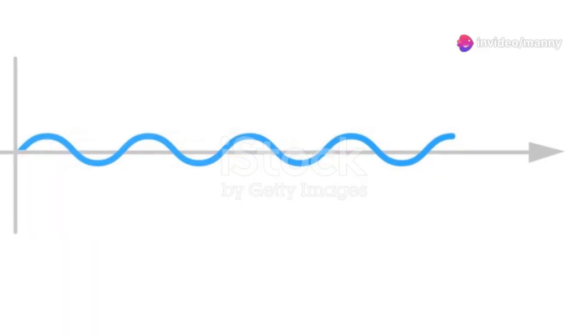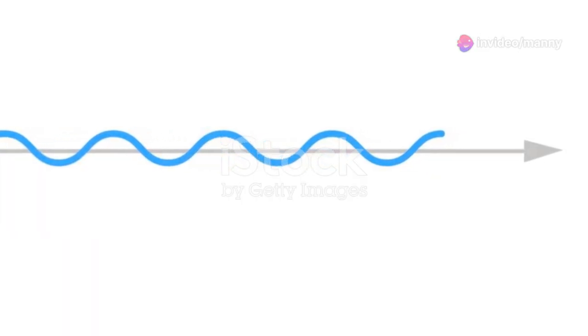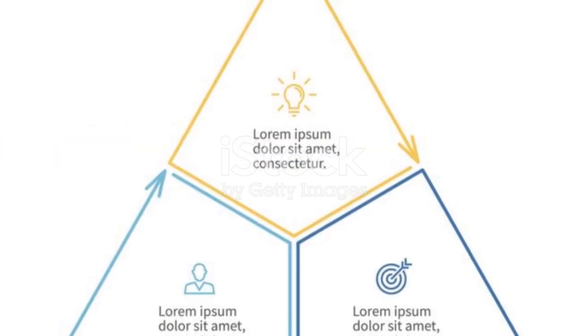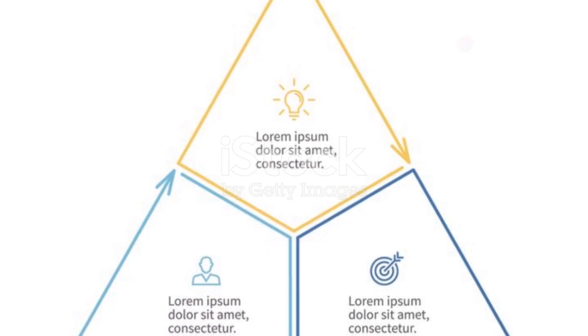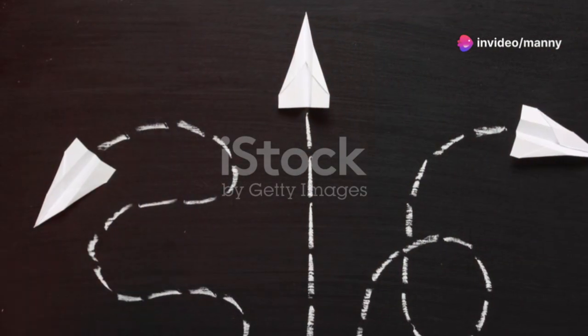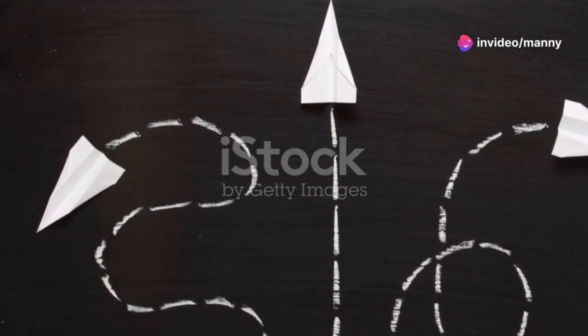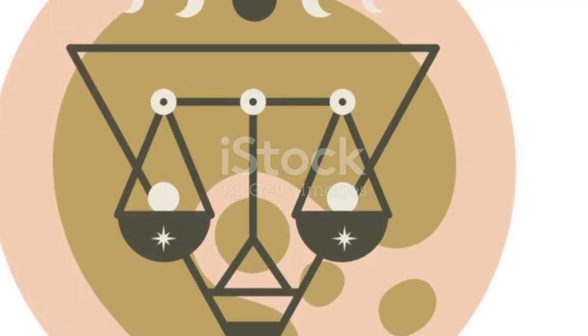Sine, or sin, is the ratio of the opposite side to the hypotenuse. Cosine, or cos, is the ratio of the adjacent side to the hypotenuse. Tangent, or tan, is the ratio of the opposite side to the adjacent side. These ratios are always the same for a given angle. This is true no matter the size of the triangle.